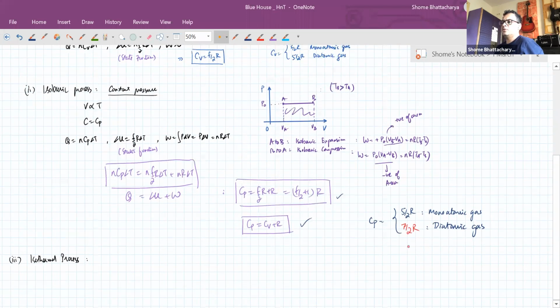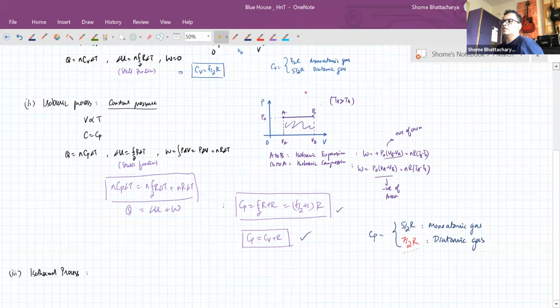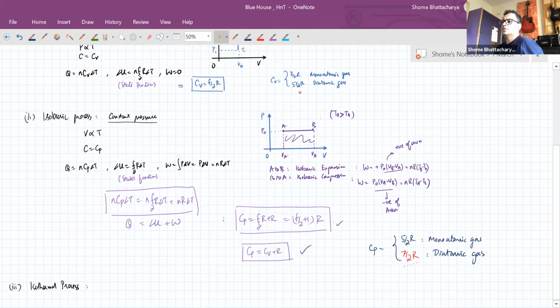This should be 7/2 R because Cp is equal to Cv plus R. So in the above example, you can see that Cv itself for diatomic gas is 5/2. So Cp should become 5/2 plus 1 into R. So that's 7/2 R. So make the correction in this value, please.